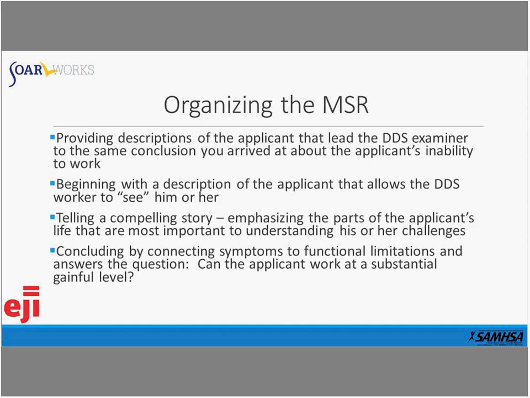In organizing the MSR, I found it helpful to use the categories suggested on the SOAR website, but I don't use them in the same order or the same categories every time. I change them based on what best fits the client's story, what most emphasizes areas that they are struggling with. And the last section, that's where you connect this history that you've provided to the specific functional impairments that they have.